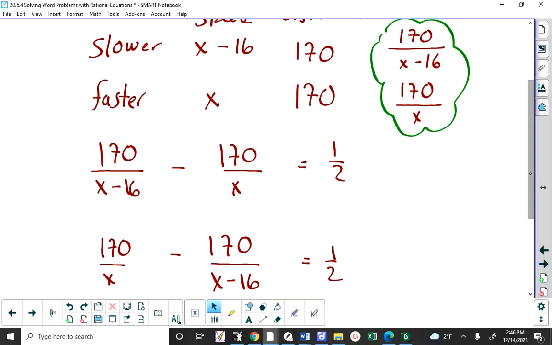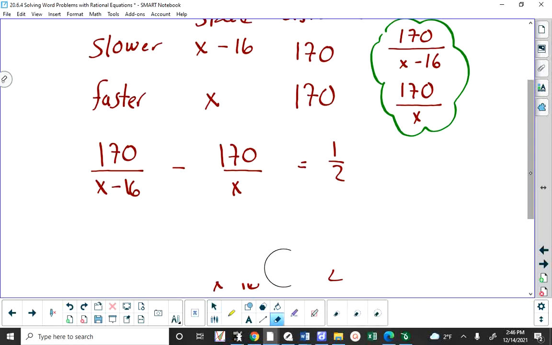Kendra? The slower one is the bigger time. And I think Kendra's using kind of common sense that if you're driving very slow, it takes you longer. In other words, this is the equation we have to solve.